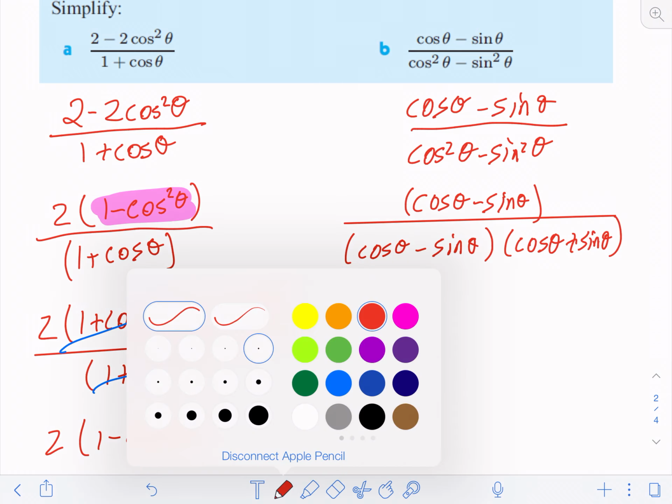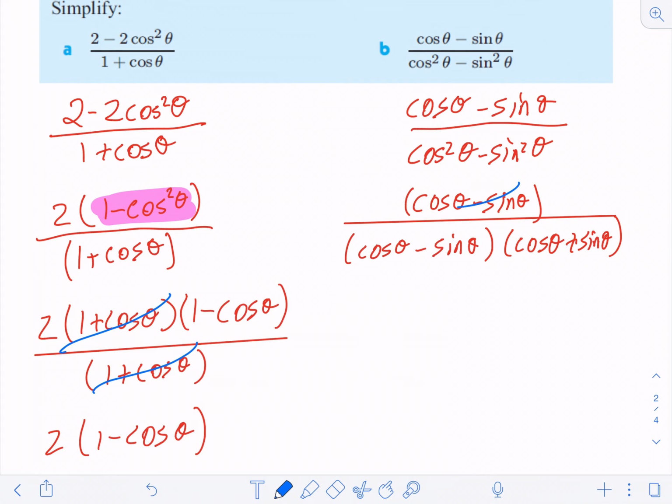And what happens here? Well, now I've got some factors that'll cancel, right? That factor and that factor cancel. Be careful. Before I did that, could I have just done this and canceled those out? Can't, because of that minus in between. So remember, you can only cancel entire factors that are multiplied by other factors. So this entire cosine theta minus sine theta, that's a whole factor multiplied by another factor.